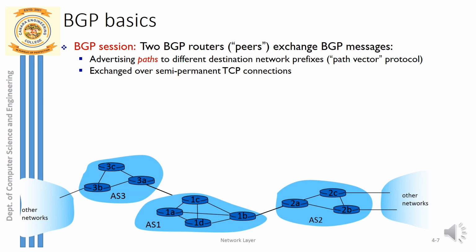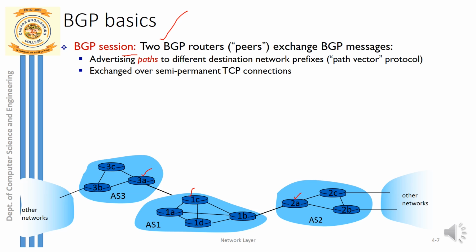We can just see a few basics of BGP. So a BGP session is actually created. You can just see this diagram here. I have a border router 3A which belongs to AS3. I have again a border router 1C belonging to AS1. I have a border router 2A belonging to AS2. So across the border routers, this communication is happening through BGP. So BGP should be implemented at 3A, 1C and 2A.